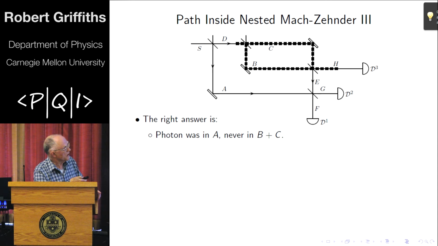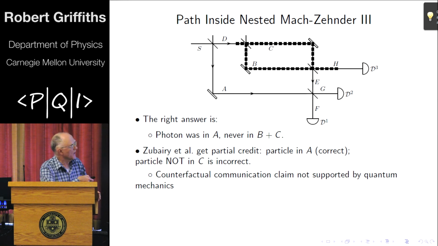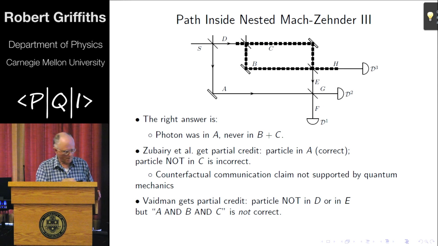Indeed, the photon was in A, and it was never in the combination B plus C. So those who raised your hands earlier, you were in the right. Now, the next thing is that Zubairy gets partial credit because the particle was in A, but he reached the incorrect conclusion from this that it was not in C. He loses points. That conclusion is incorrect in a quantum mechanical world. And consequently, counterfactual communication is, in my opinion, in trouble.